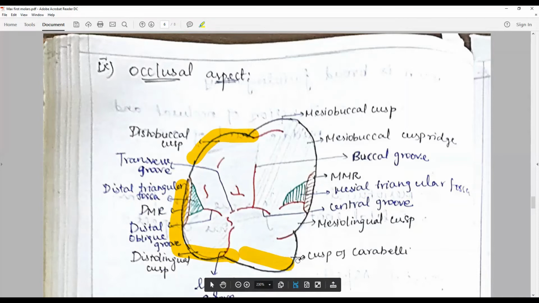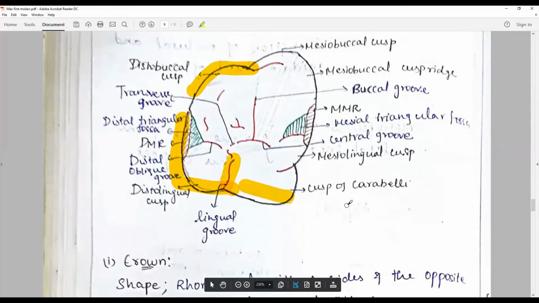The lingual margin is also divided into two convex portions by the distolingual groove, and the mesial portion is longer and less concave than the distal portion. Boundaries: the occlusal table is bounded mesially and distally by the mesial marginal ridge and distal marginal ridge.